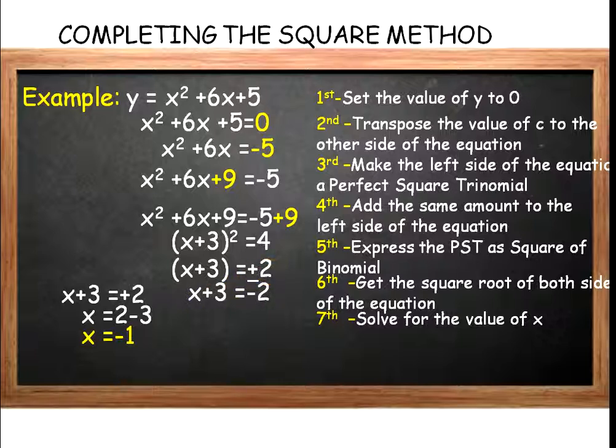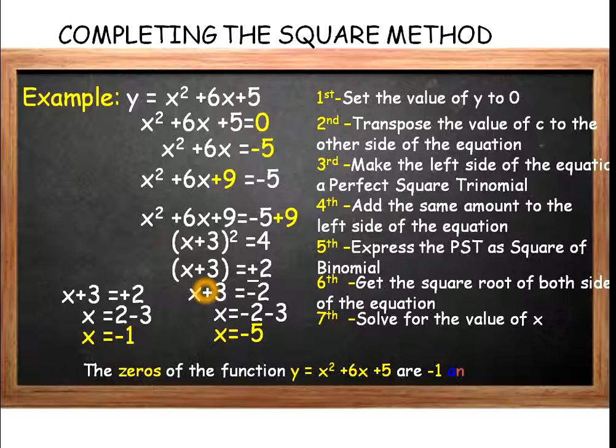Using the negative value, we have x plus 3 is equal to negative 2. Transposing 3 to the other side will have negative 2 minus 3. And the final answer will be x is equal to negative 5. Thus, the zeros of the function y is equal to x squared plus 6x plus 5 are negative 1 and negative 5.